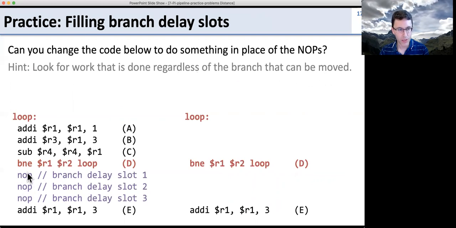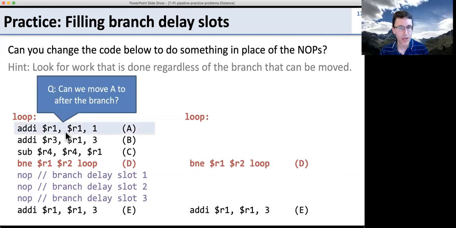Because remember, these no-ops, these 3 instructions after the branch, are going to be executed no matter whether or not we take it or not. So if we can put stuff in here that's going to be executed anyways, we can save time. So let's take a look at our instructions. Can we move this instruction to after the branch? So can we put this one, excuse me, down below here and execute it?